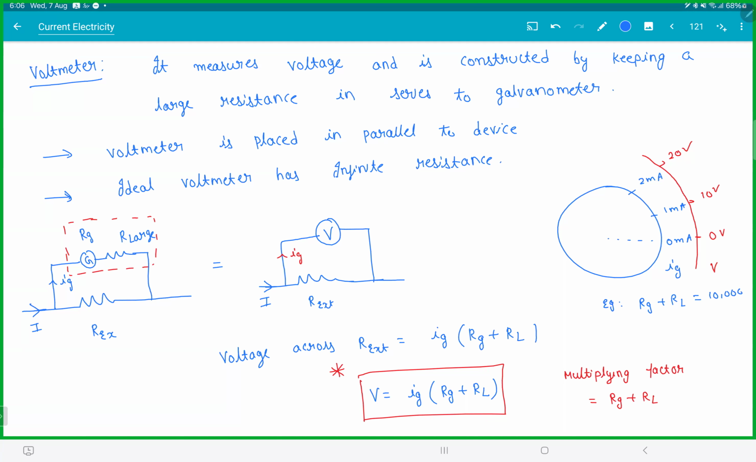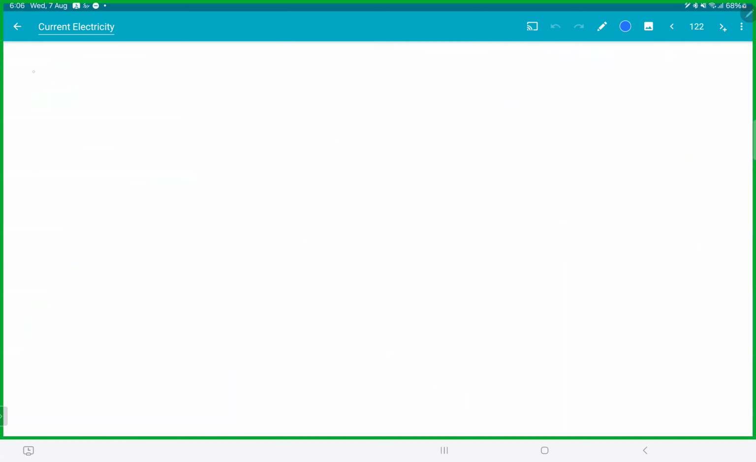Clear? Next thing, some precautions. When you're measuring this, R large must be large. Why? First thing, the range increases. Same reasons actually, because the multiplying factor here is Ig into Rg plus R large.